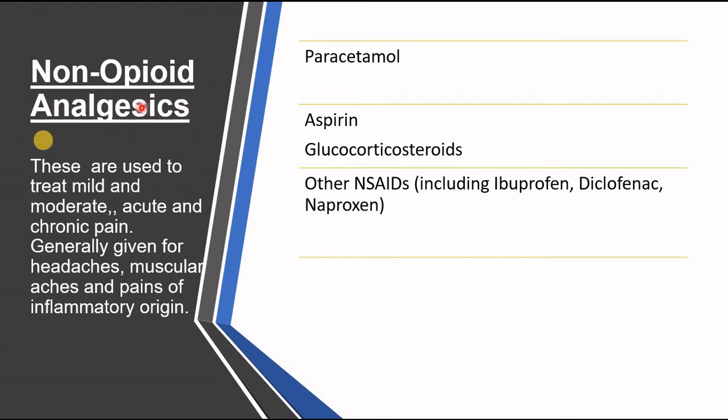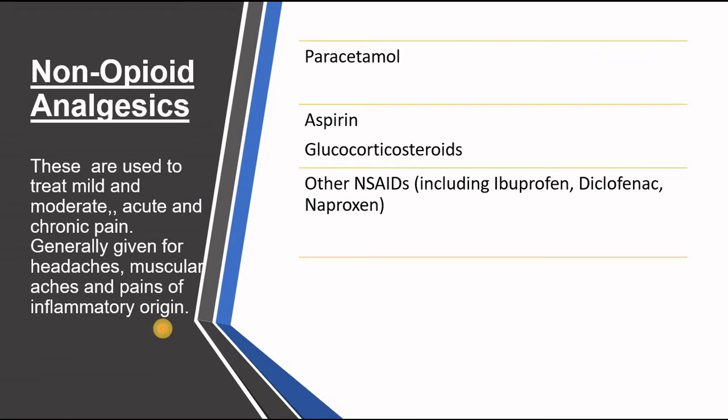The purpose of analgesic is to get relief from the pain. Now in this slide we are talking about the non-opioid analgesic. These are basically drugs which are used to get relief from pain. But what kind of pain? Pain from mild to moderate, and acute to chronic. If the patient is suffering from mild to moderate pain, or acute or chronic pain, in any kind of pain we can give the non-opioid analgesic. But generally we give these drugs for headache, muscular ache and pain of inflammatory origin.